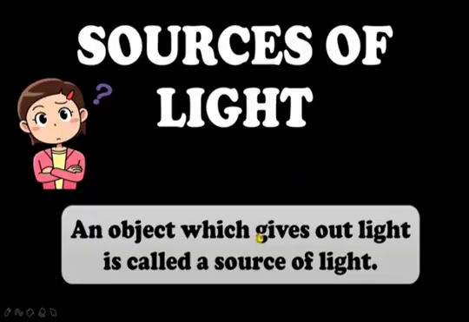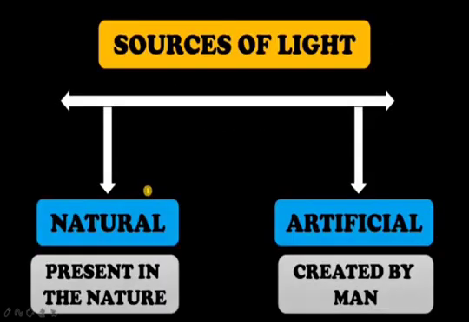Sources of light. An object which gives out light is called a source of light. Let's divide it into natural source and artificial source. Natural source means light present in nature itself. Artificial source means the light which is created by man. Let's study the difference between natural source of light and artificial source of light.